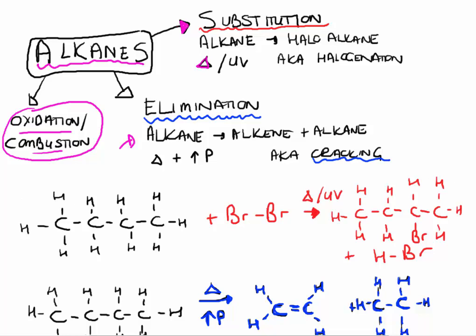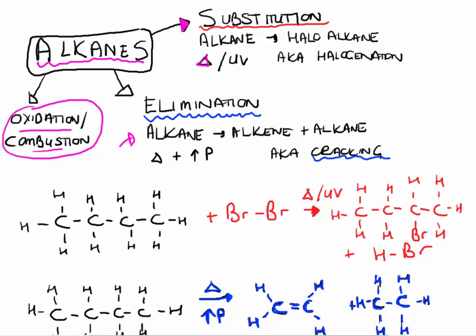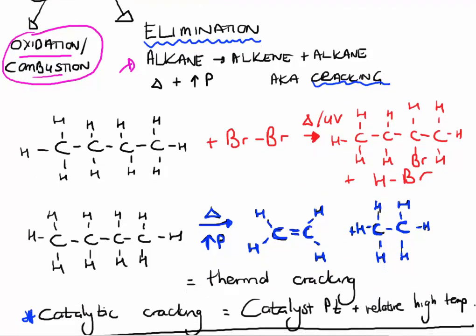But normally it will be an alkene and an alkane forming. So if we look at a typical reaction for elimination, specifically cracking, we see that we start off with an alkane, and then under high heat, high pressure, we see the formation of an alkene and an alkane there. We have 2 types of cracking. The one is thermal cracking. That's where we have high temperature, high pressure.